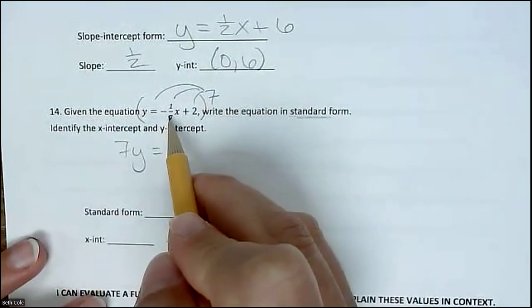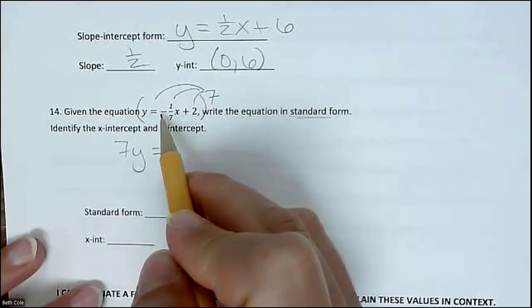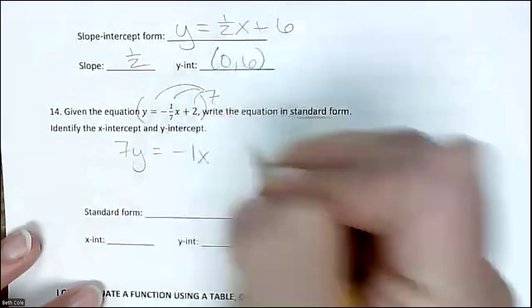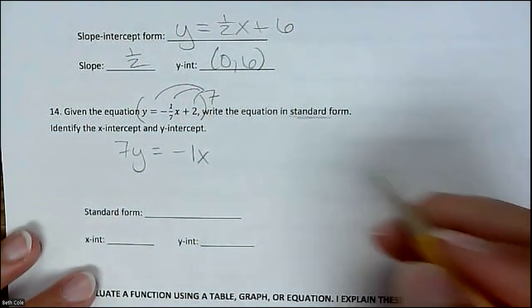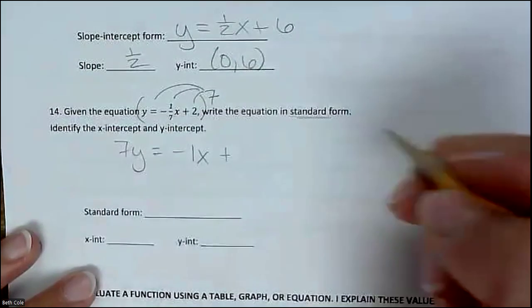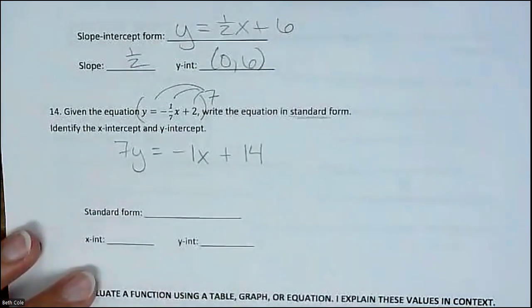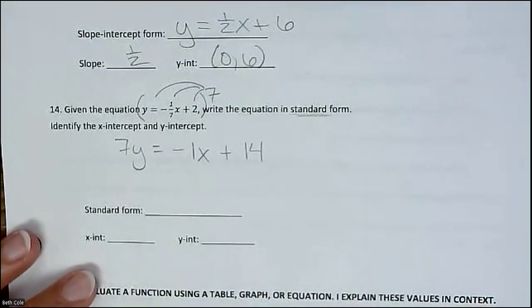7y equals, now the 7s will cancel. That's kind of the whole point. So it's -1x plus 14. How did you get 14? That's correct. Yep, 7 times 2.